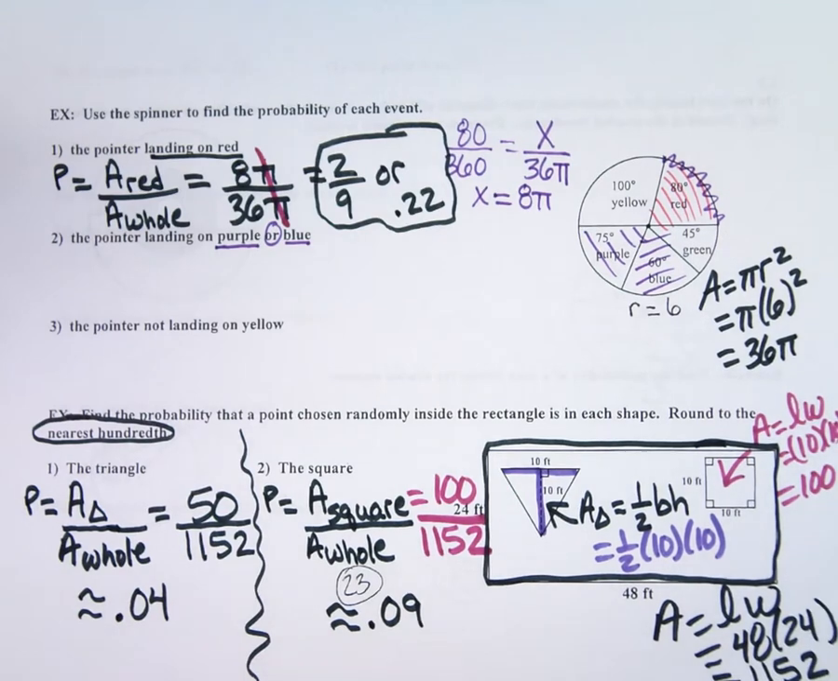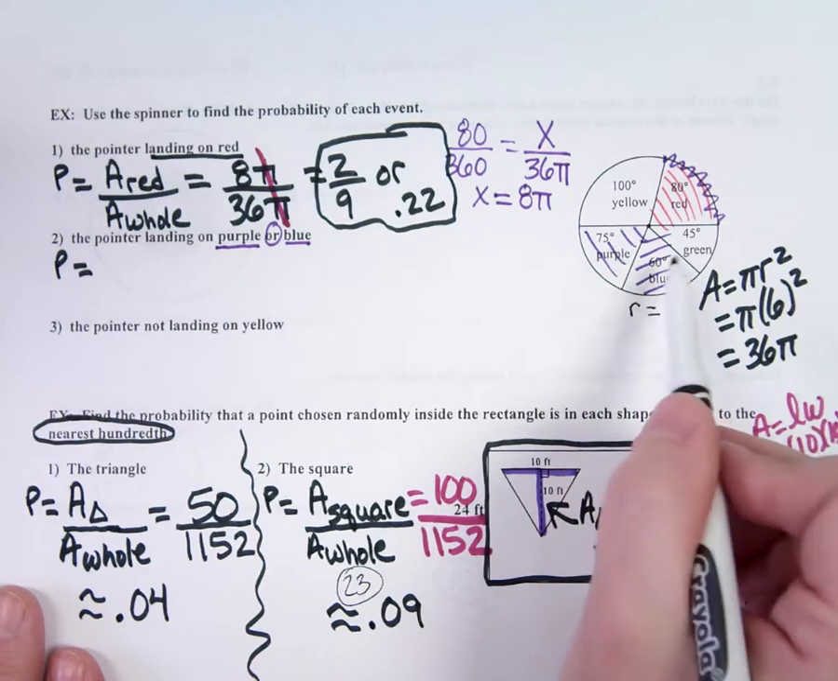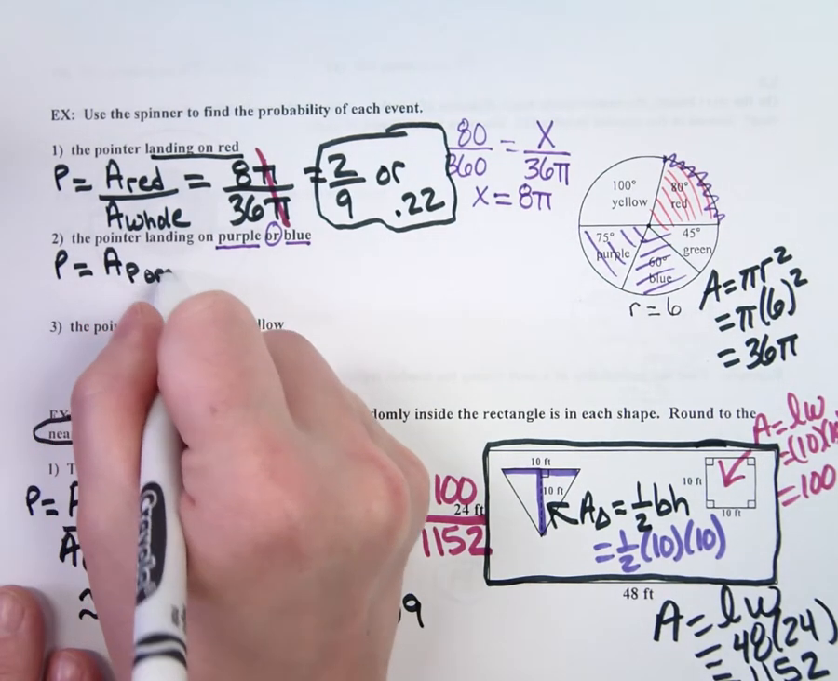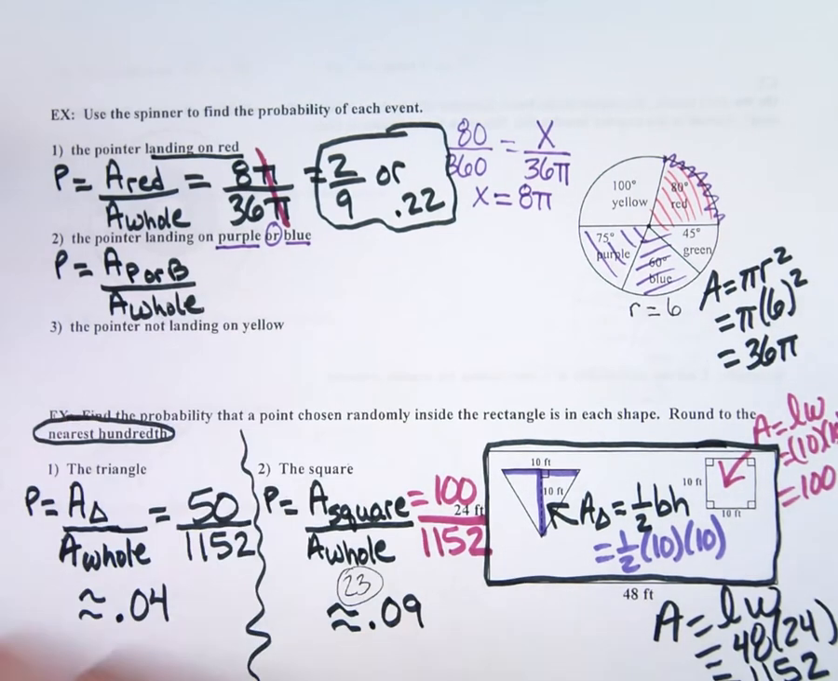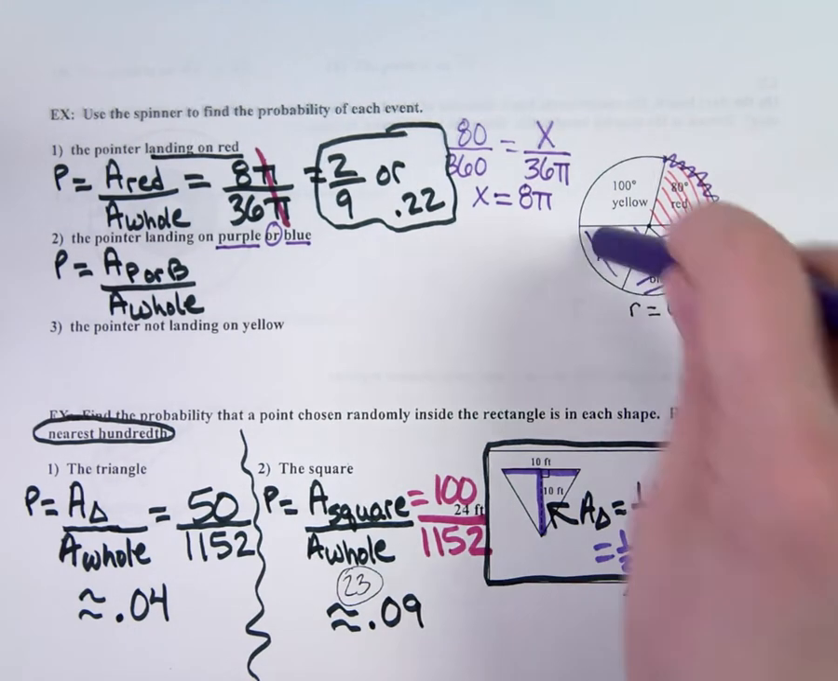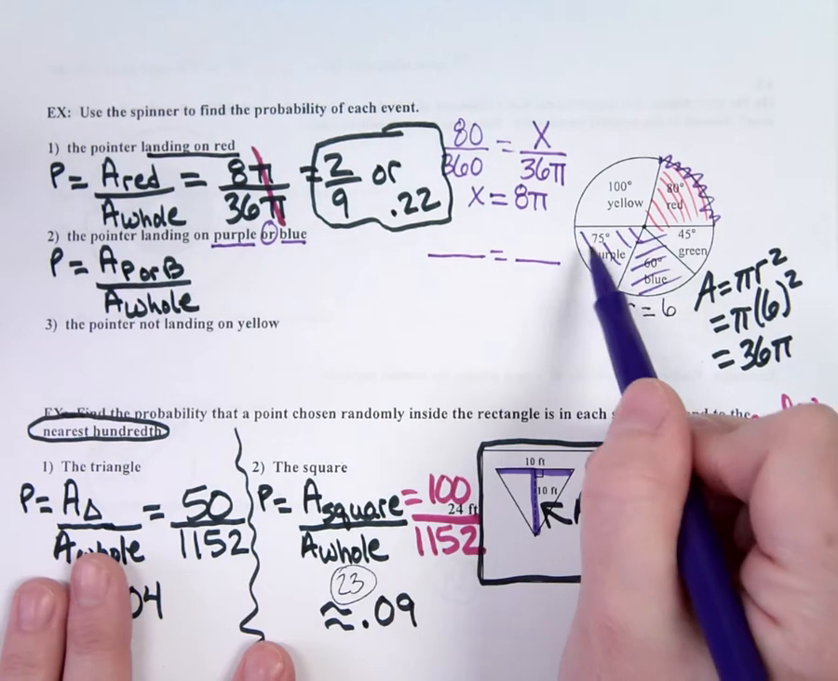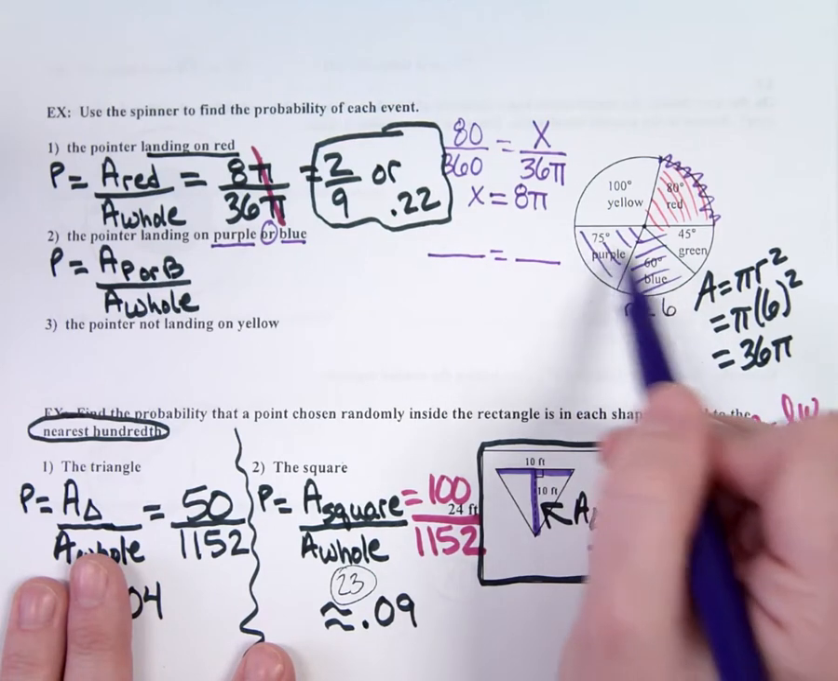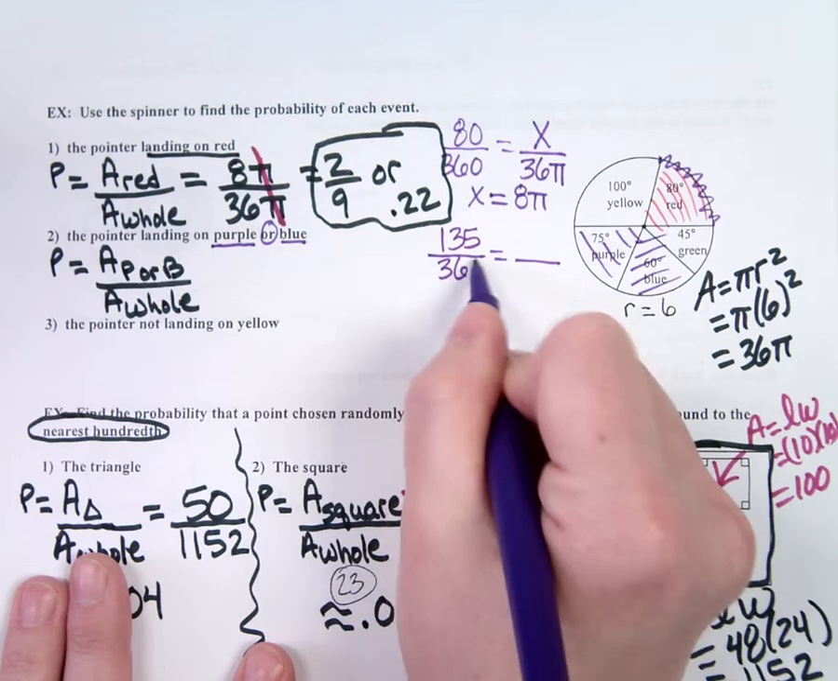So I'm going to do the same thing. I'm going to find the area of the purple and the blue together out of the whole. But I don't have to do 2 separate proportions. I could just do 1 proportion by just adding the 2 together. So if I'm interested in the purple and the blue, what do you get if you add their 2 arcs together? 135. So 135 out of the 360 in the whole circle.